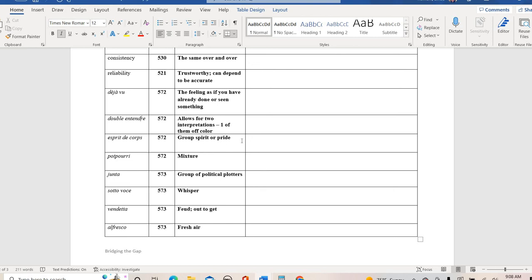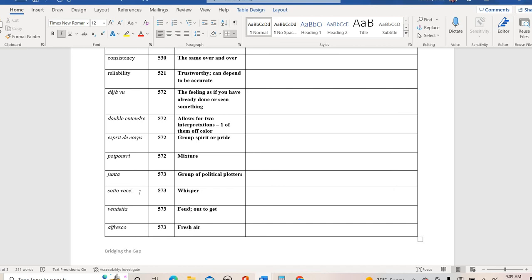Esprit de corps, that means group spirit or pride. Think of school spirit, like a group of people who all support very similar things. Potpourri, I know some people think of the scents, and that's true because potpourri is a mixture of different types of scents, different types of things that smell nicely. So potpourri is mixture. So let's say you have a group of people, you might have a potpourri of ideas, a mixture of ideas. Depending on how you want to pronounce this, junta or junta, a group of political plotters, people who are trying to maybe make change, sometimes peacefully, sometimes not so peacefully.